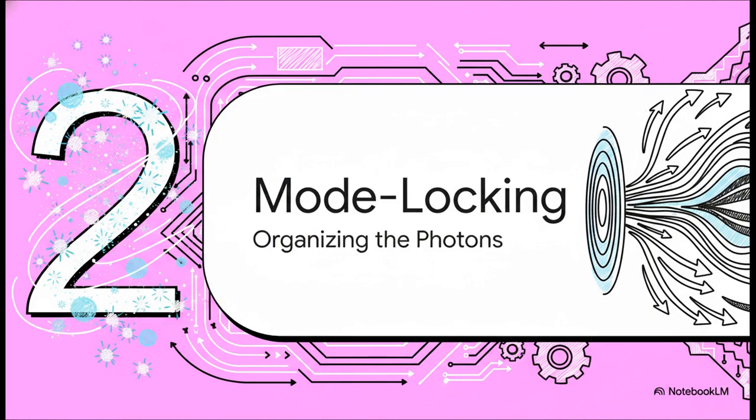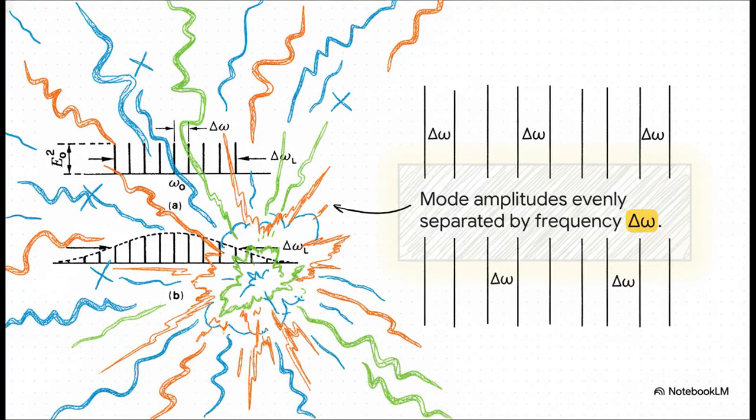Section 2. The magic of mode locking. Organizing the photons. Now, what's really interesting here is we've trapped our photons, sure, but how do we organize them to pulse with incredible power? You see, a laser doesn't naturally produce one single perfect wave. It oscillates on many different frequencies, or modes, all at once. Usually, these frequencies have completely random phases. They're totally out of sync.